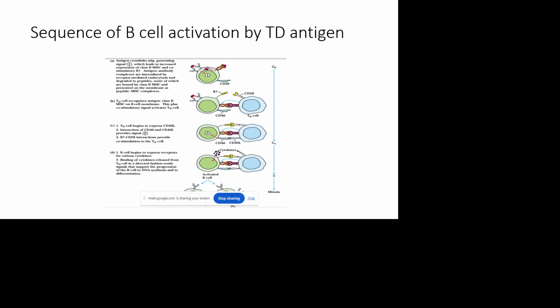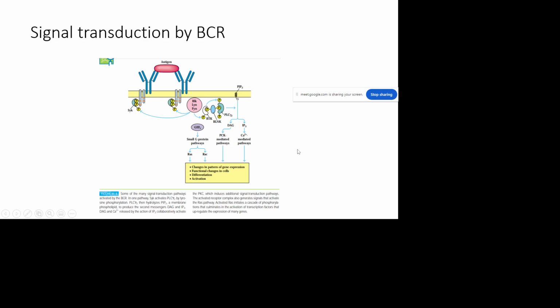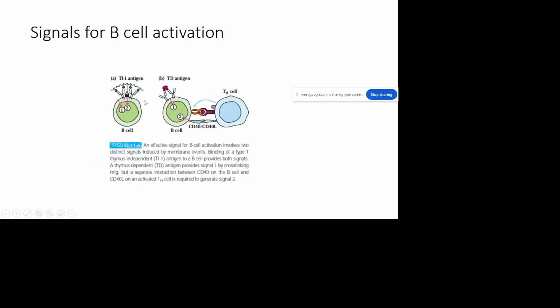So this is the sequence of B cell activation by TD antigen. TD means thymus-dependent antigen. So antigen cross-links here. This red antigen cross-links the membrane immunoglobulin, which generates signal 1, as we saw here. The TD antigen will give you signal 1.